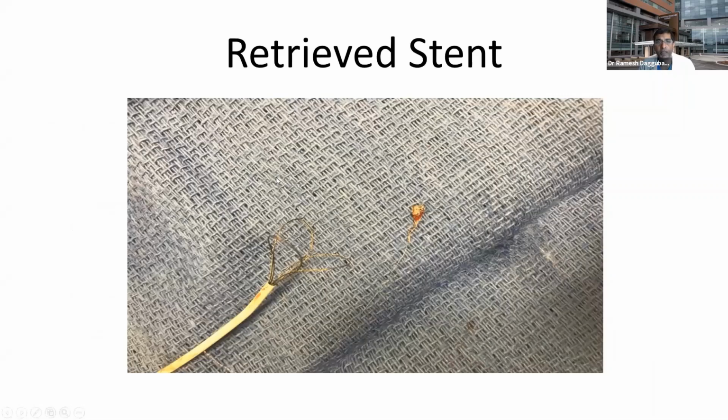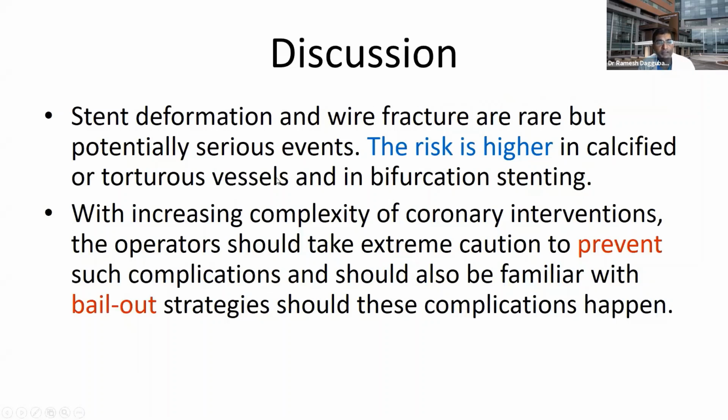a metal ball. I just want to conclude by saying that stent deformation or dislodgement and wire fractures are rare but potentially serious events. The risk is higher in calcified or tortuous vessels and in bifurcation stenting. With the increasing complexity of PCI, all of us should take extreme caution to prevent such complications, and also should be familiar with how to bail ourselves out of these complications when they happen.